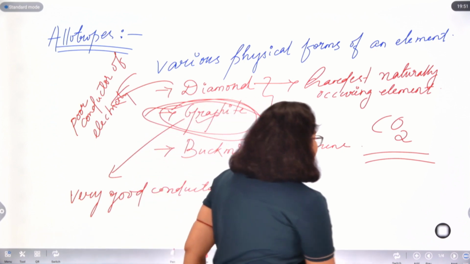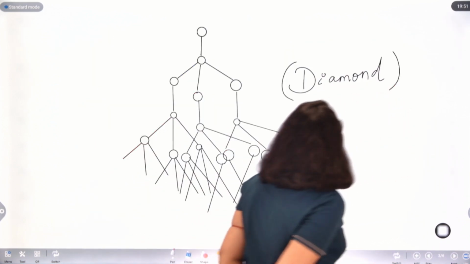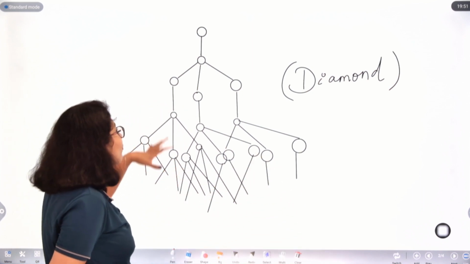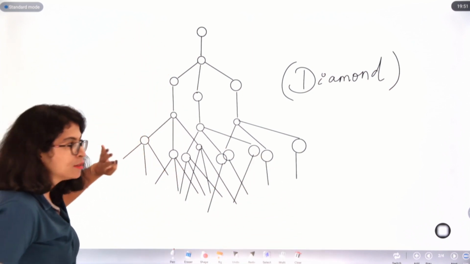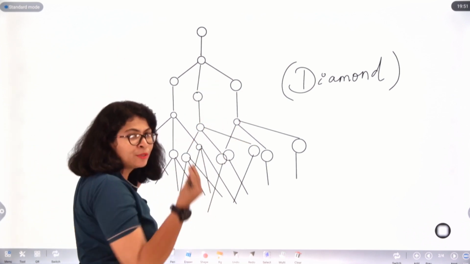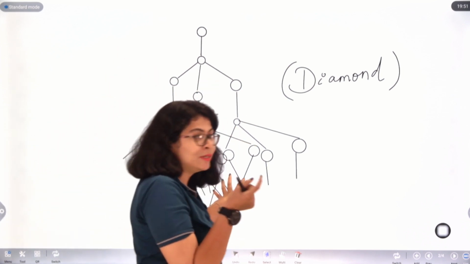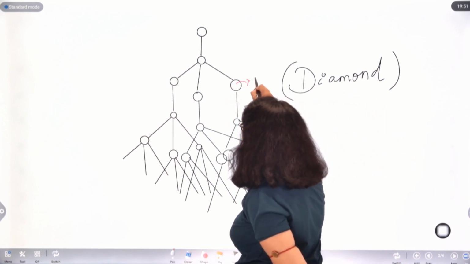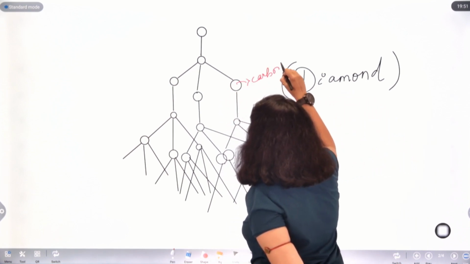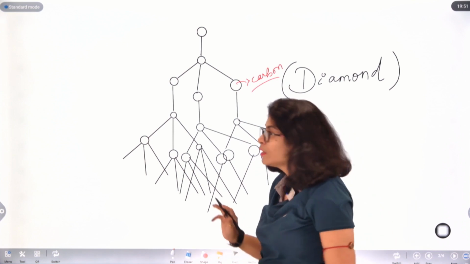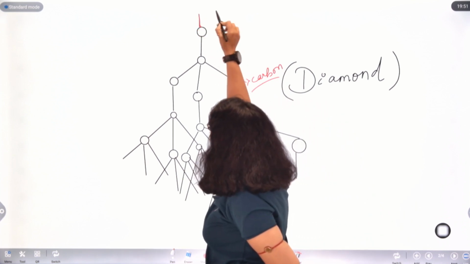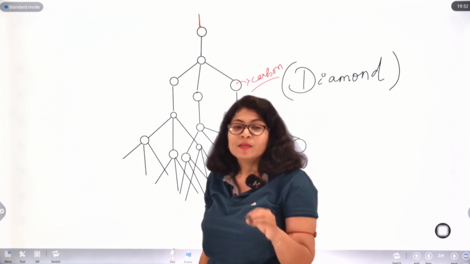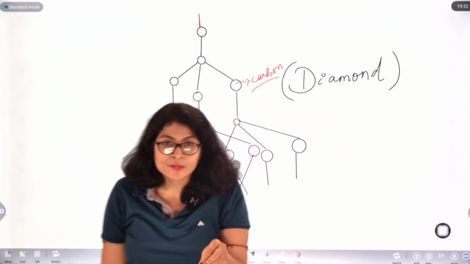So let us see. This is the structure of diamond. This is a rough diagram, or rough sketch, of how diamond looks. It somehow appears to be the diamond shape of the actual diamond. So what happens here is, these circles are carbon atoms. And see, one carbon atom here is linked to 4 different carbon atoms in a tetrahedral manner.